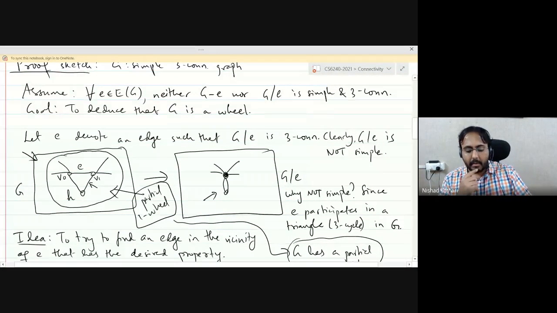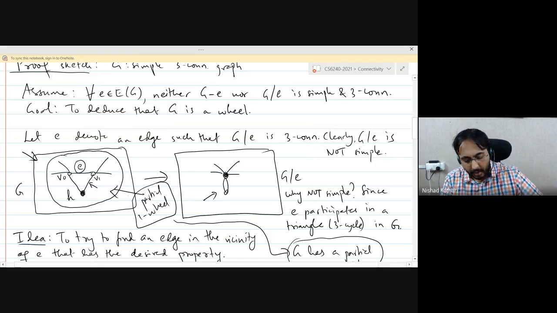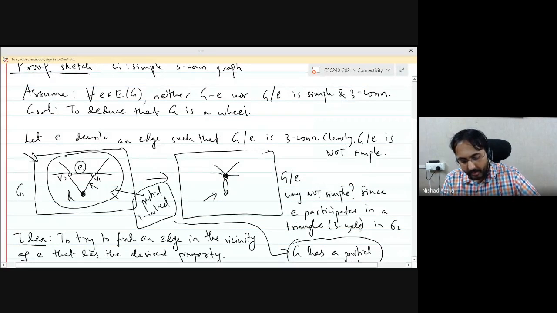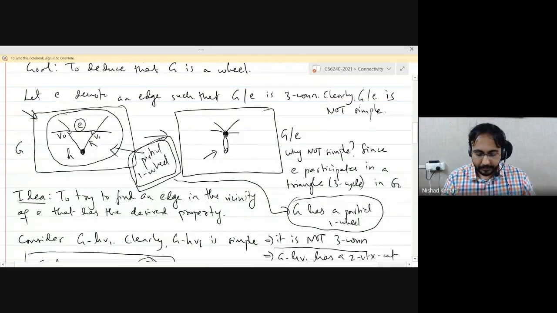And now you look at this drawing, and this is nothing but a partial one wheel. You have a path with one edge. The hub H is connected to both ends of the path. And the last edge of the path, which is the only edge of the path, is a contractible edge. You contract it and the graph is 3 connected, right? So already at this point, we have established the existence of a partial one wheel, and that is the end of step 1.